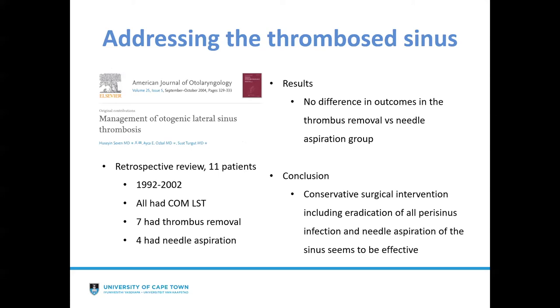So I looked at this review. This was a retrospective review of 11 patients. It's one of the landmark papers if we're looking at sigmoid lateral sinus thrombosis. So they reviewed 11 patients from 1992 to 2002. All had chronic otitis media with lateral sinus thrombosis, and 7 of those had thrombus removal, and about 4 had needle aspiration. And in the outcome, there was basically no difference between the thrombus removal and needle aspiration groups without further intervention.